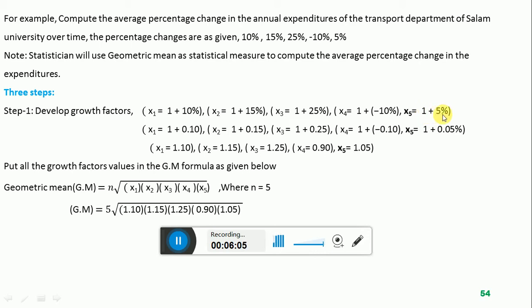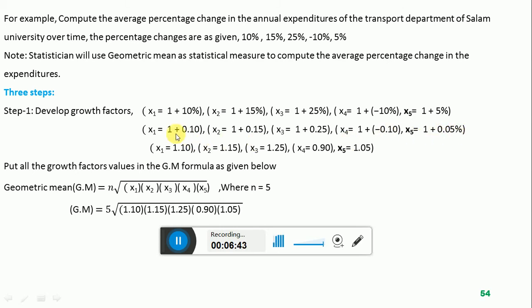I am again repeating, the statistician has to develop the growth factors simply by adding 1 to all the percentage changes over time in a particular variable. Now x1 is equal to 1 plus 10%, we can write 0.10 also. x2 is equal to 15%, we can write 0.15. x3 is equal to 25%, we can write 0.25. x4 is minus 10%, we can write minus 0.10, and the last one, 5%, we can write 0.05 as well.